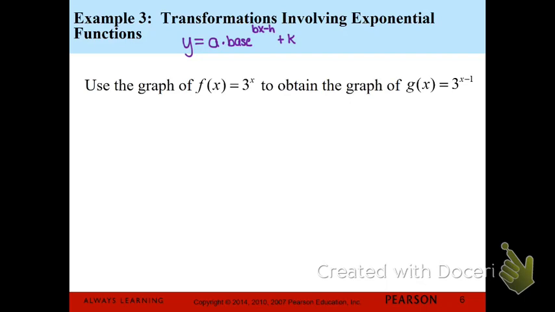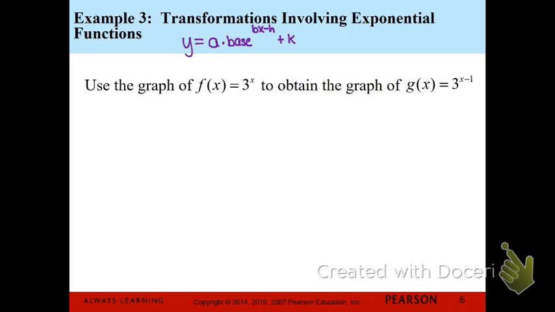Anything that's with the x will affect the x. B is going to be your horizontal stretch or shrink, and H is going to be your horizontal shift left or right. But remember, with x, it always does what? The opposite, okay? So if it says x plus 2, we know we're going to subtract 2.